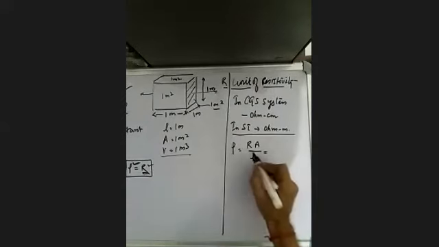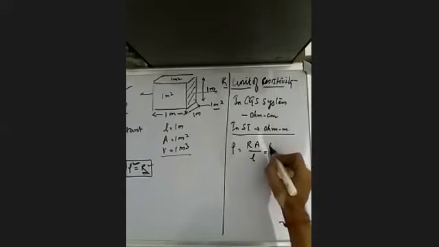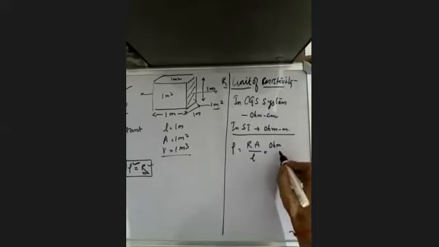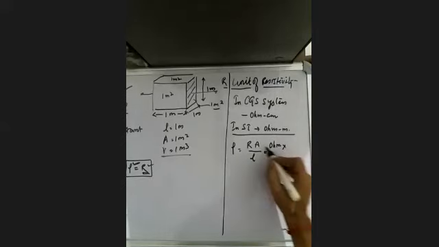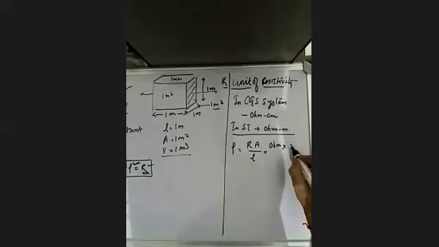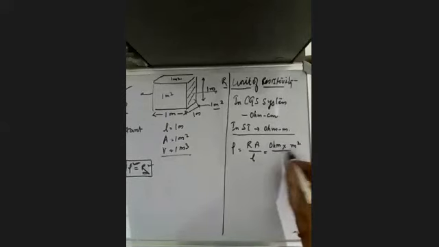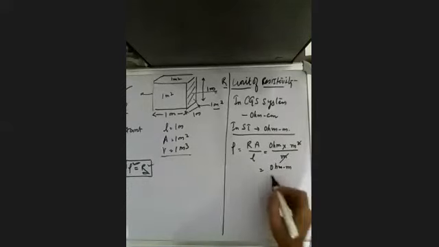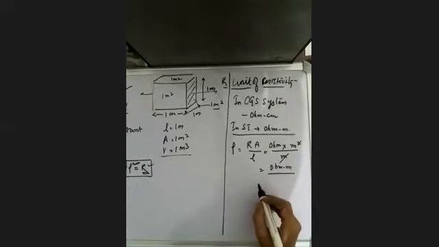So the unit of resistance R is ohm. The unit of area is meter square in SI, and of length is meter. So it will become ohm meter. So that is the unit of resistivity, ohm meter.